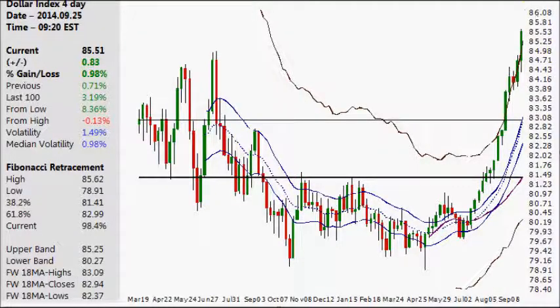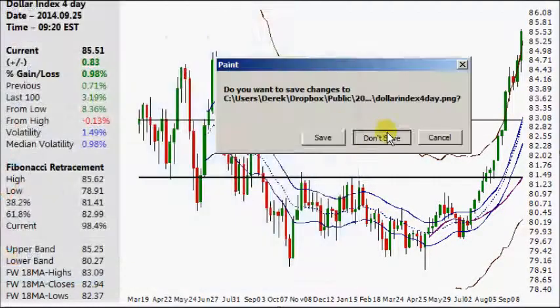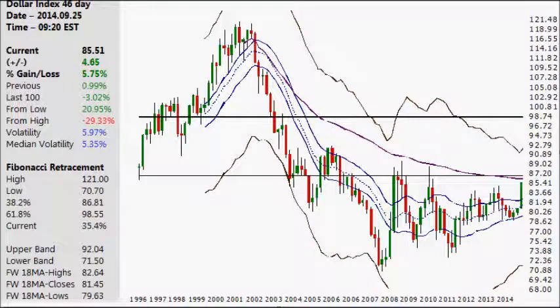Let's expand it, going back to the late 1990s, and we'll go to the 46-day chart. So we're going back to 1996. Key is this high and this low. And here we have this 38.2% Fibonacci level, 86.81.